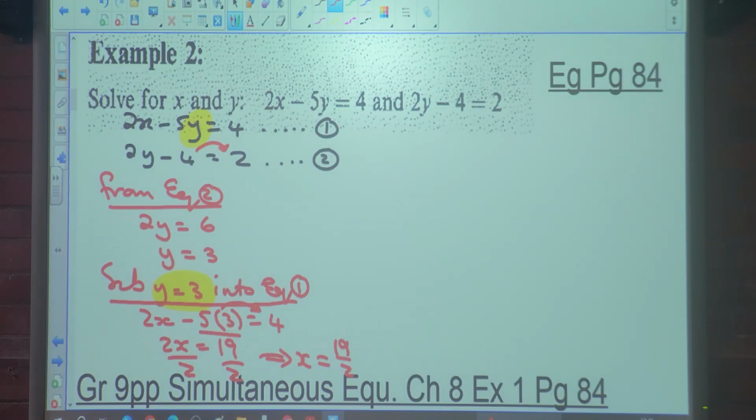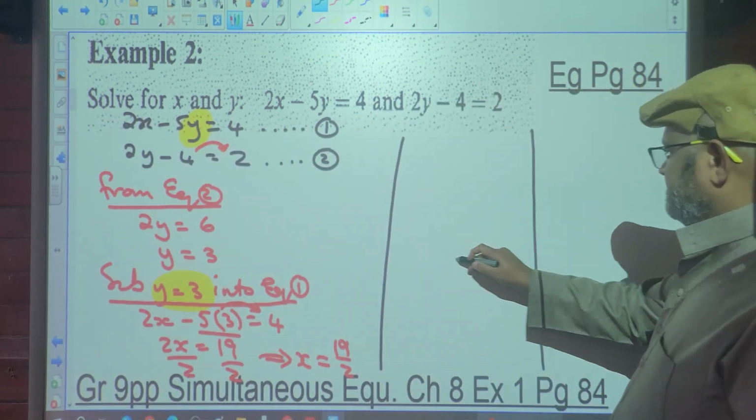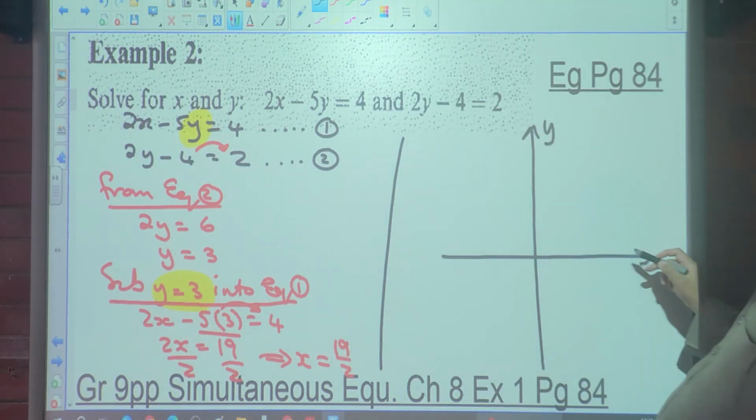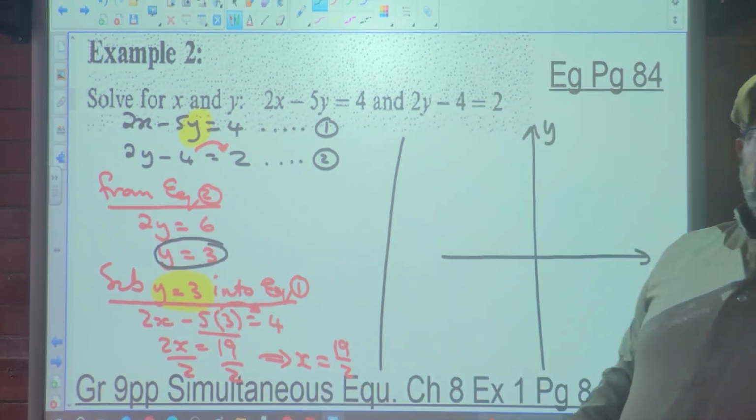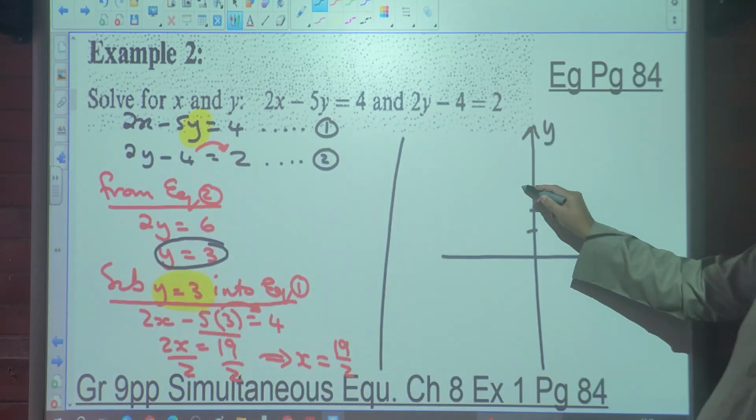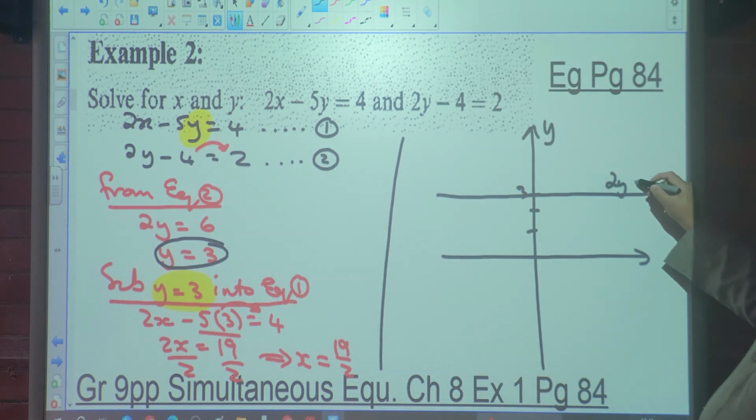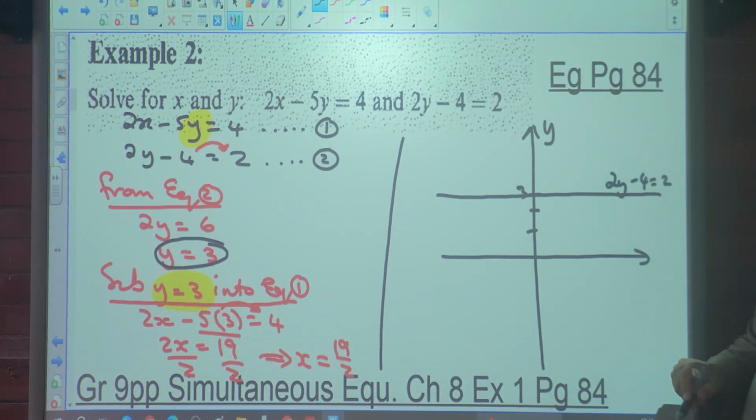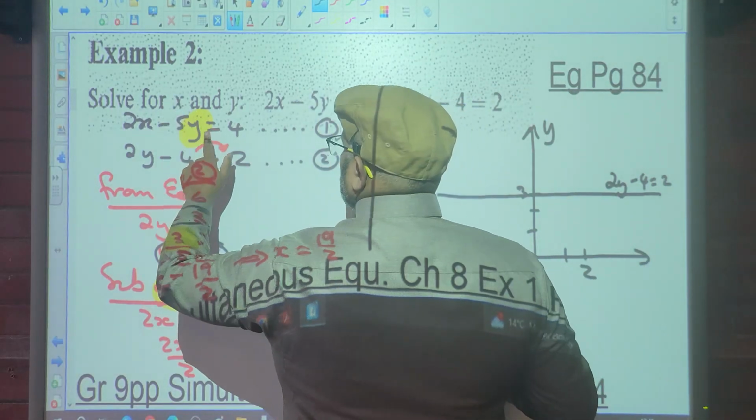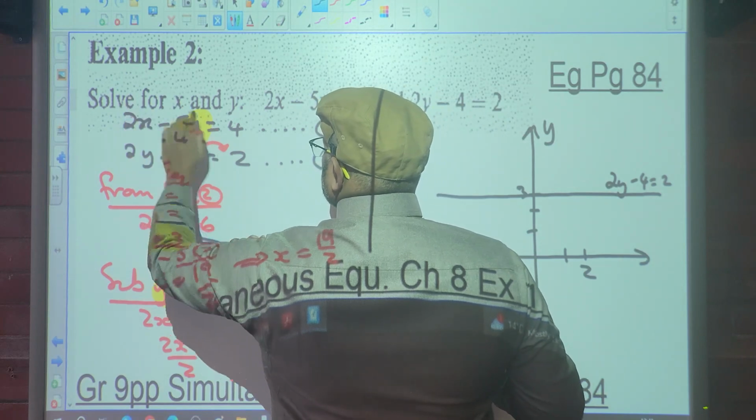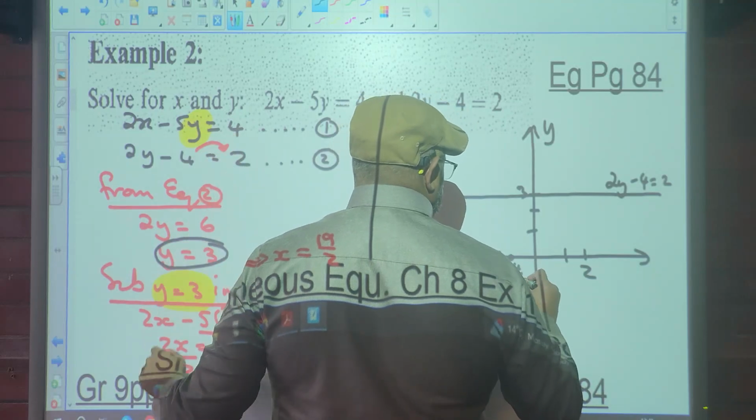19 over 2 is also equal to what? 9.5. No? Or 9.5. Just to put that in perspective of what that actually means, if I draw this graph here, 2y minus 4 equals 2 is actually the y is equal to 3 graph. No? There's 1, 2, 3. So this is the y is equal to 3 graph, which is 2y minus 4 is equal to 2. And then if x-intercept, then y equal to 0. So that is going to give you 2. Y-intercept, then x equal to 0. So that is minus 4 over 5. Minus 1 is there, minus 4 over 5 is approximately here.